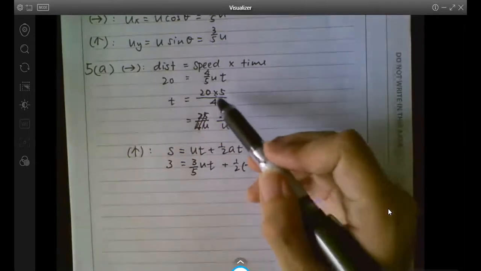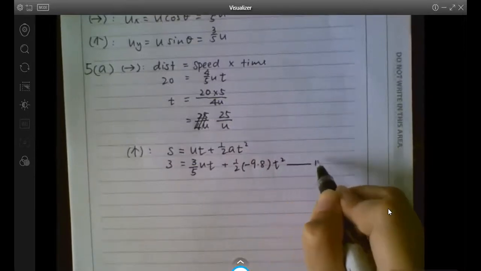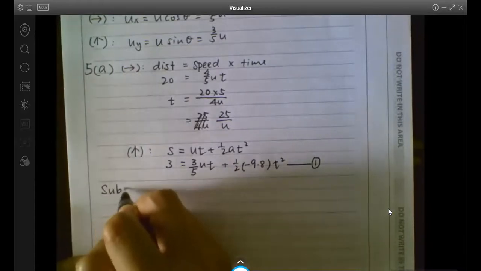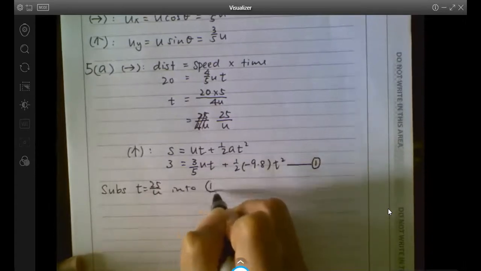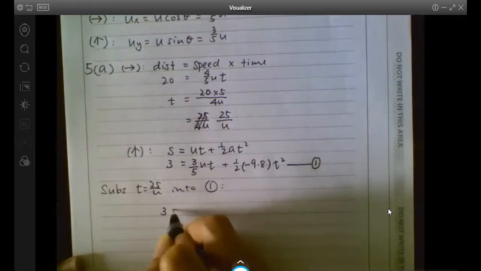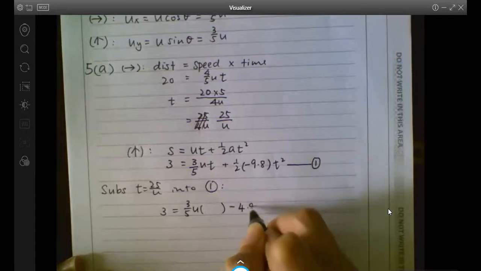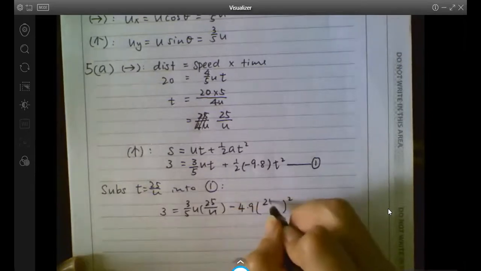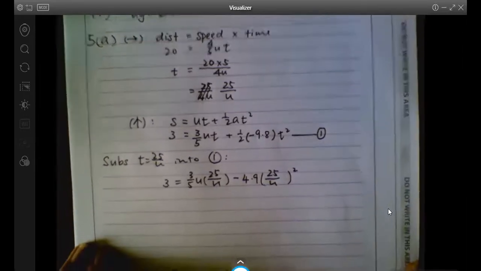I'm going to substitute t equals 25 over u, but for formality in working, let me call this equation 1 and say substitute t equals 25 over u into 1. Let's just write down 3 equals 3/5 ut minus 4.9 t squared. So 25 over u, 25 over u. Then the rest is algebraic manipulation.